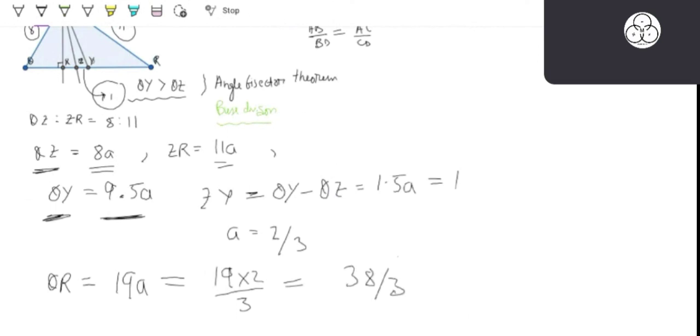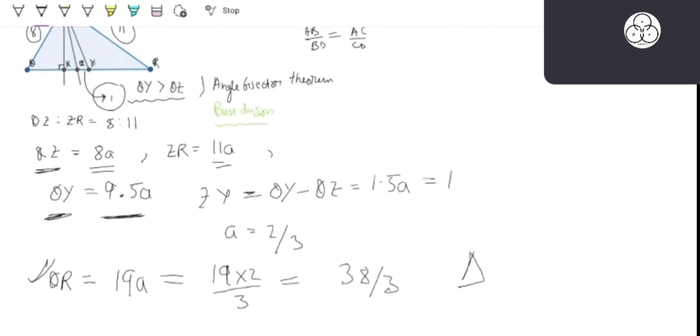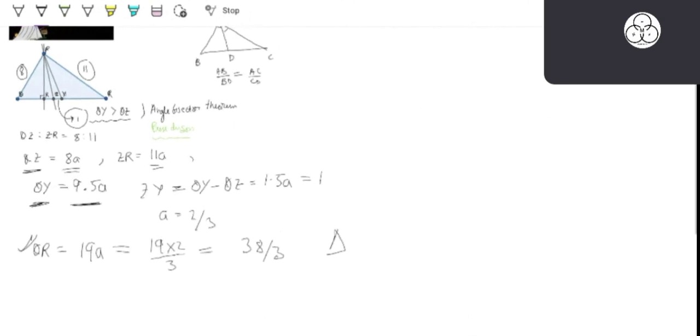Now we have the values of all the three sides. Two sides were already given, and we have the value of another side. So we can simply apply Heron's formula to find the area. While using Heron's formula, it would be a difficult calculation because the figures are not that beautiful. Now you can easily calculate the area using Heron's formula. That's it.